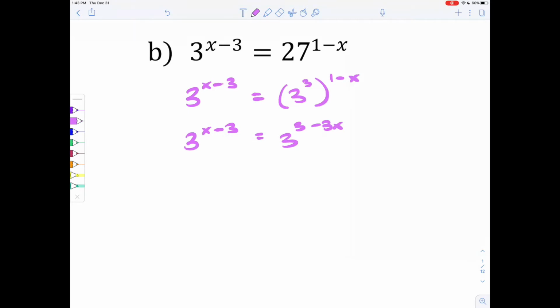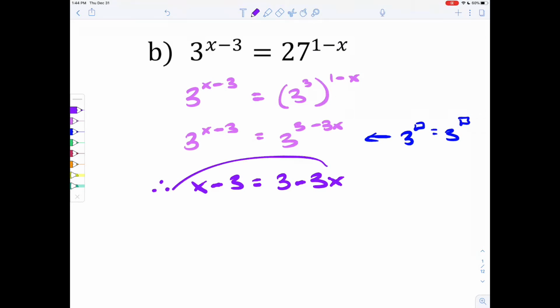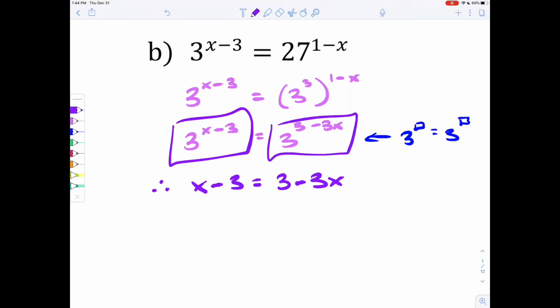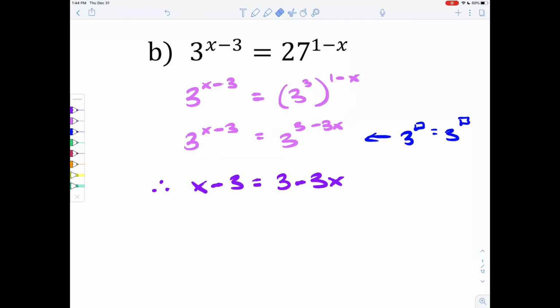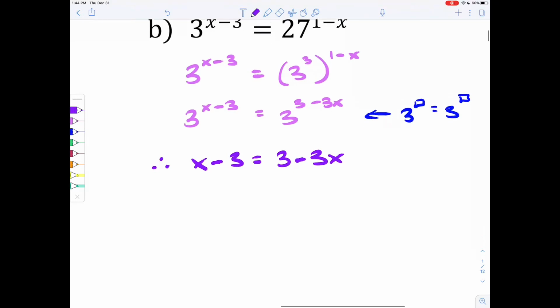At this point, we've got 3 to the something equals 3 to the something. And we can say, therefore, the exponents must be equal. So just to reiterate, it's very key that we're doing this step only once we have a single power equals a single power with the same base. If you don't have that, we cannot proceed. It's an error that I've seen a few times, so be advised that it exists.